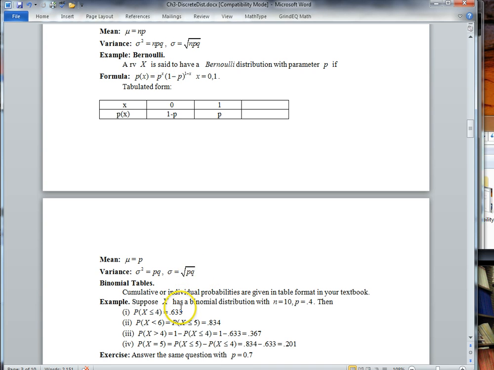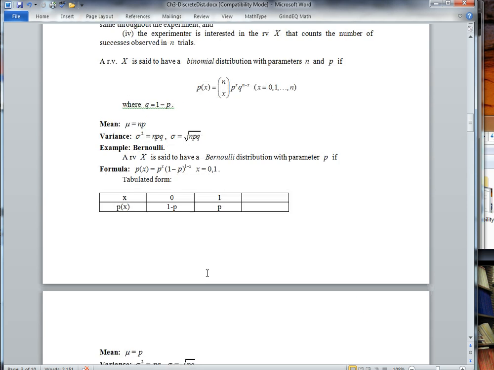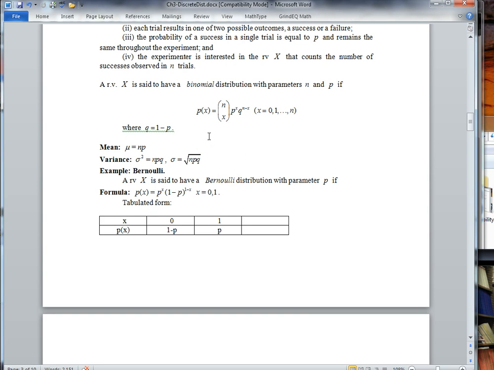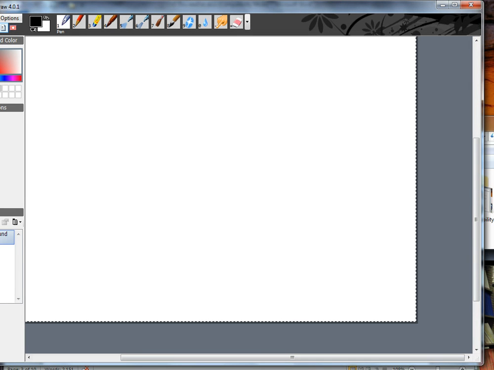Before we talk about how to use binomial tables, let me give you an example on how to compute probabilities using the formula. Let me bring up my tablet and look at this example here.